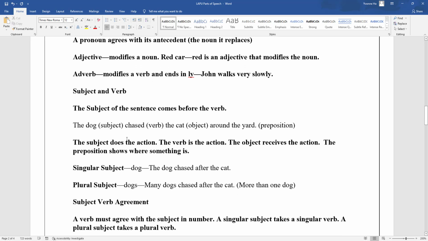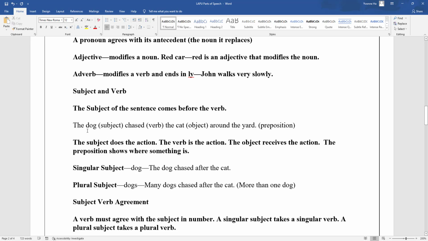Subject and verb. The subject of the sentence comes before the verb. An example would be the dog, subject. Subjects and objects are all nouns. So the subject, the dog, chased, and a verb is the action. Except for stative verbs, where it's got to do with description, like seem and looks and is. But for the most part, verbs are action verbs and describe an action.